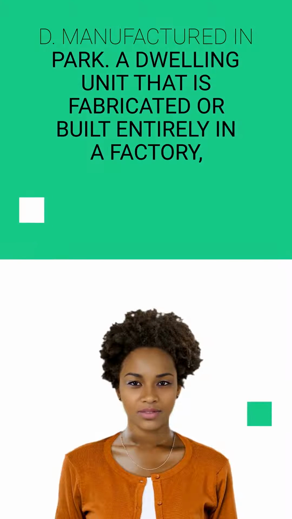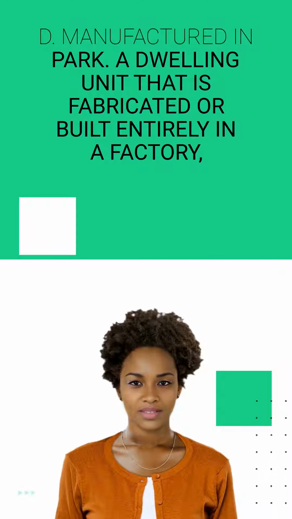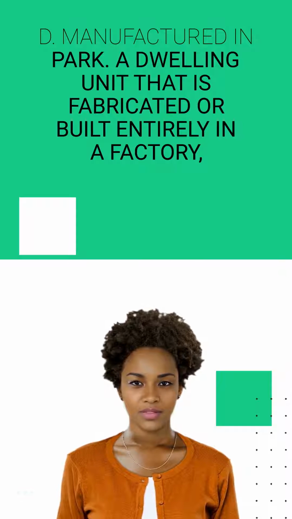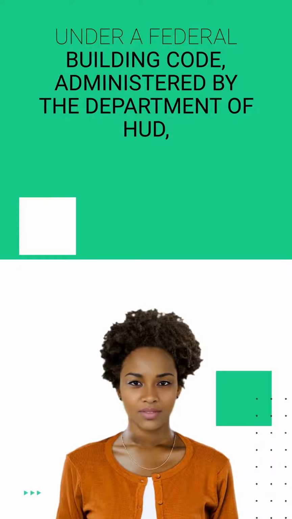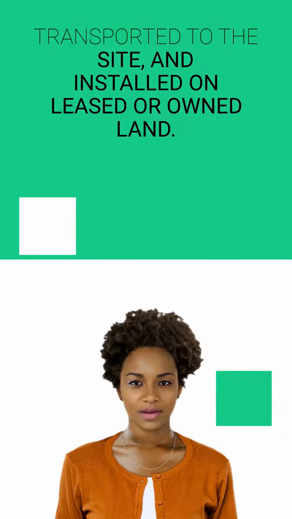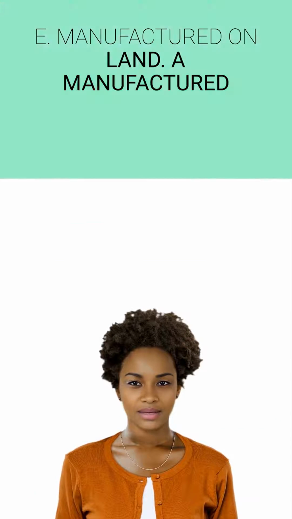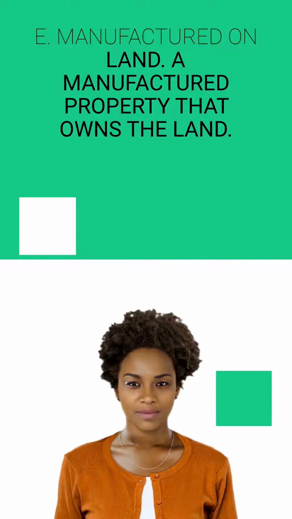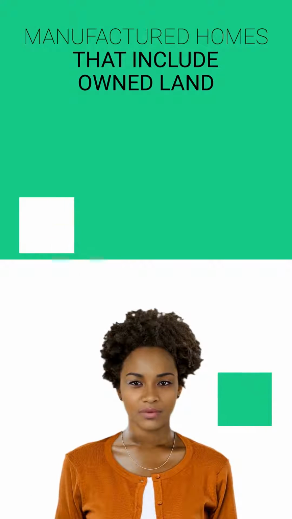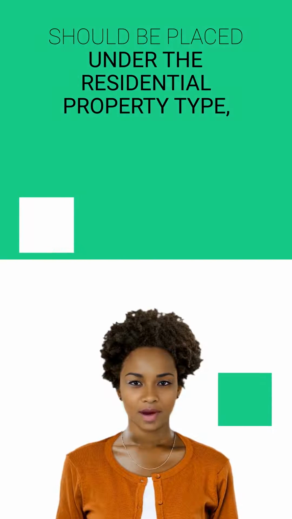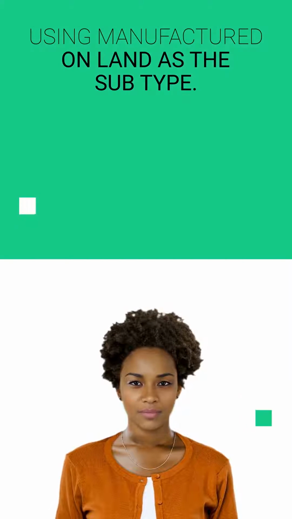D. Manufactured in park. A dwelling unit that is fabricated or built entirely in a factory, under a federal building code, administered by the Department of HUD, transported to the site, and installed on leased or owned land. E. Manufactured on land. A manufactured property that owns the land. Manufactured homes that include owned land should be placed under the residential property type, using manufactured on land as the subtype.